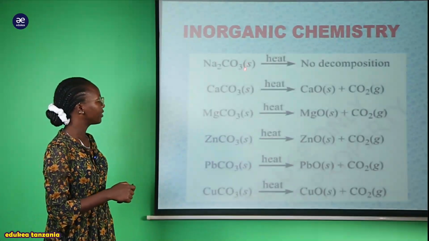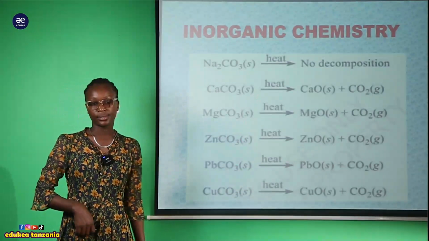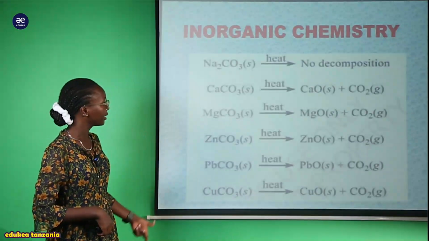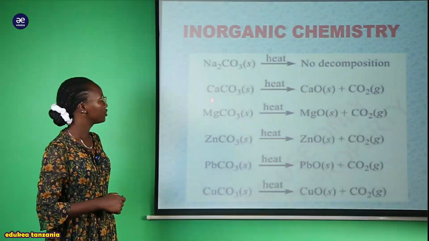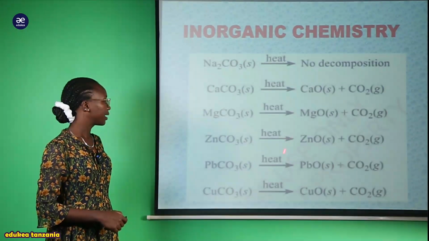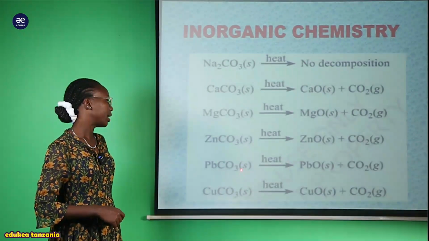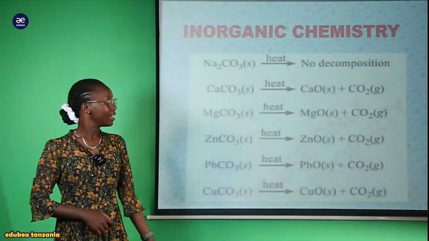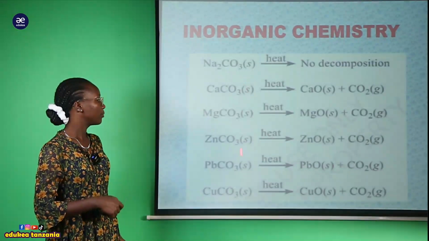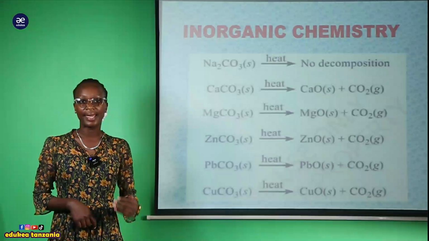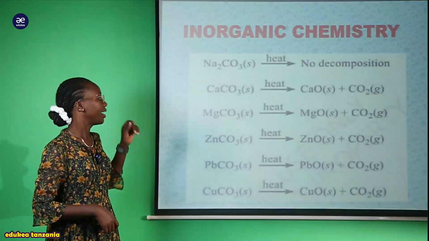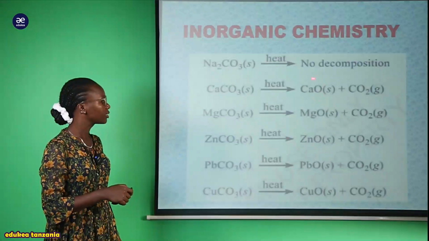But you can see for the other carbonates, it is different. For instance, you can see here we have calcium carbonate, magnesium carbonate, zinc carbonate, lead carbonate, and copper carbonate. So you're going to see that hizi carbonates zote zimeundergo reaction under heat conditions. Ina maana thermal decomposition inatake place, therefore tunaenda kupata the oxide of metal.